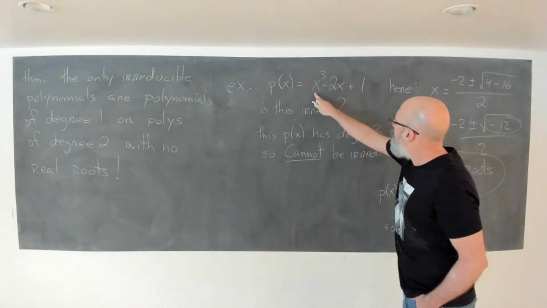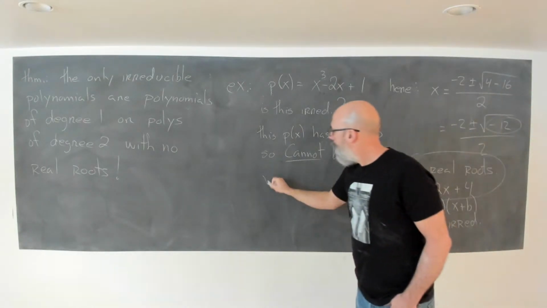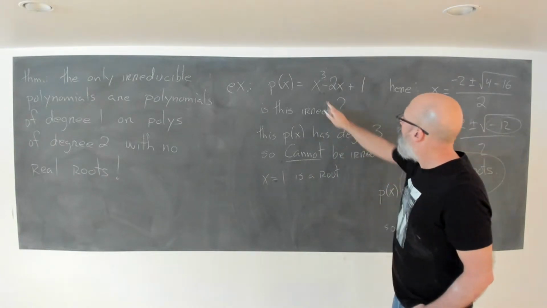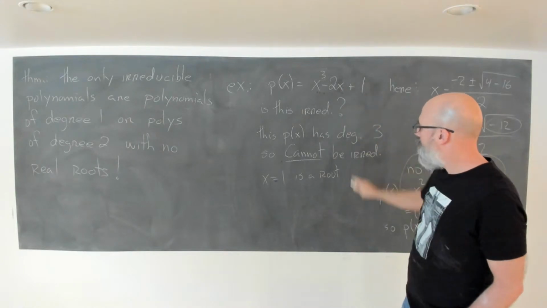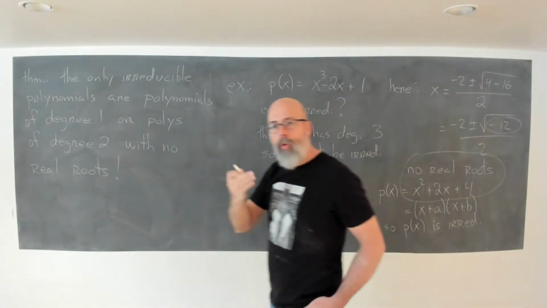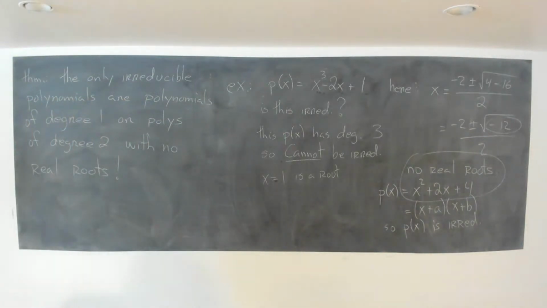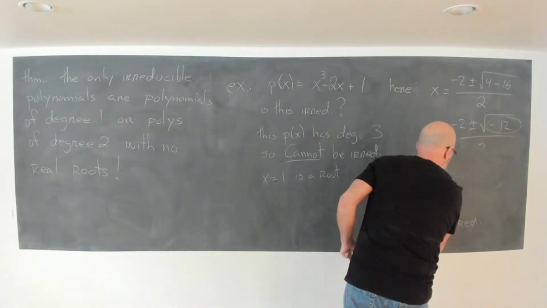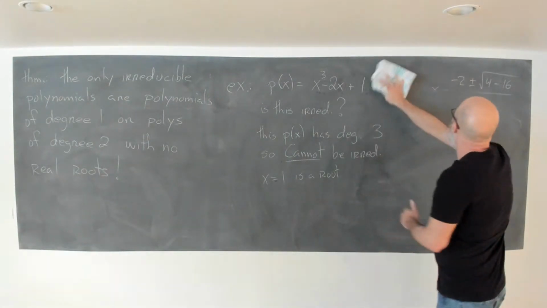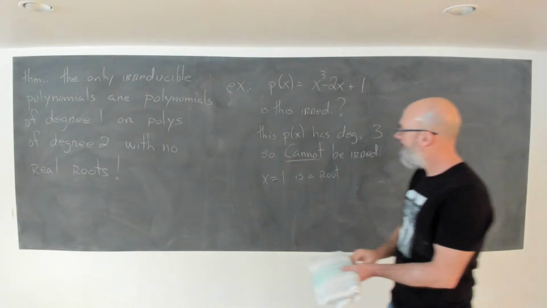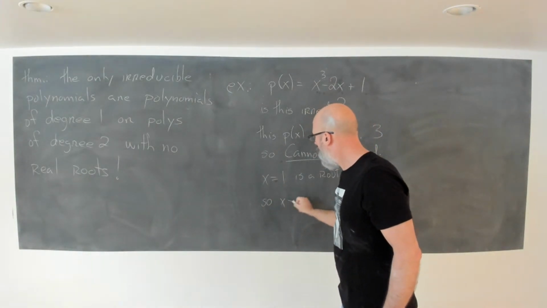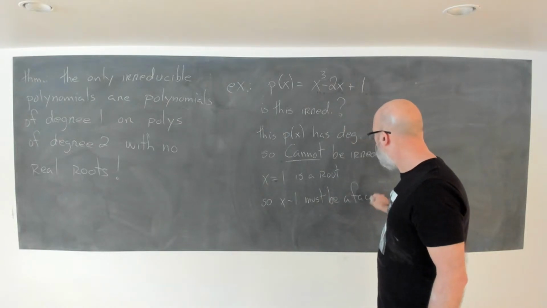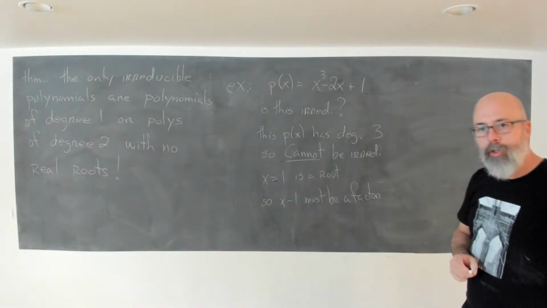In fact, it's easy to see that x equals 1 is a root, right? 1 minus 2 is minus 1, plus 1 is 0. So x minus 1 must be a factor. Let's do some long division.